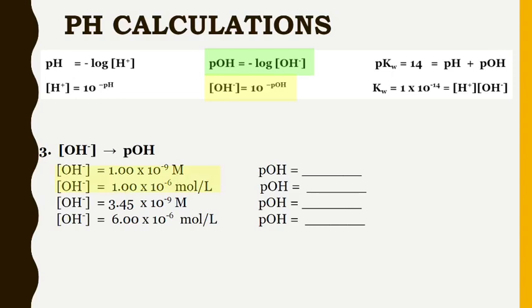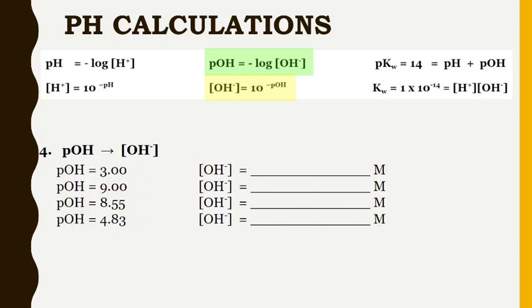With these first two, because they're nice round 1 times 10 to the something, then that something is going to be our POH. So 9 for our POH for the first one, 6 for the second one. These next couple are decimals. We've got to plug them into the calculator, which means we're actually doing that negative log thing. So taking the negative log of each of these numbers, being careful to plug that in carefully, we get 8.46. Once again, a little less than 9, but pretty close to 9, and 5.22.